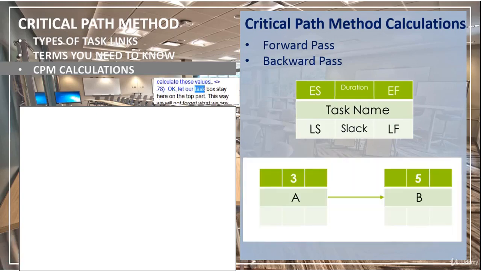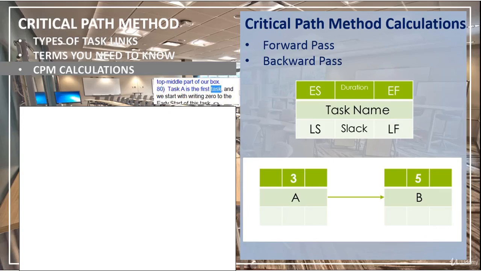Okay, let our task box stay here on the top part. This way, we will not forget what we are calculating. Now, at the bottom part, we have two tasks linked finish to start. A and B are tasks. A will be completed in 3 days and B will be completed in 5 days. We write these durations in the top middle part of our box.